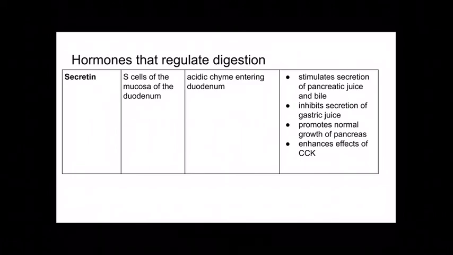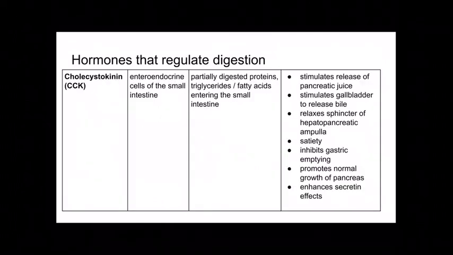It inhibits the secretion of gastric juice, so basically this hormone is part of that control between beginning to shut off the gastric phase of digestion and initiate the intestinal phase of digestion. It promotes normal growth of the pancreas, just like gastrin promoted normal growth of the stomach mucosa. And secretin also enhances the effects of CCK. So CCK is a good friend of secretin, and let's take a look at what CCK does.